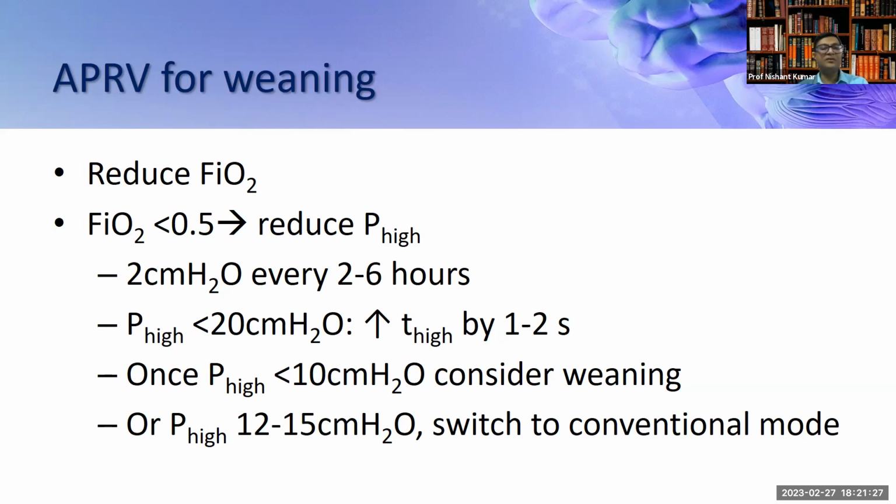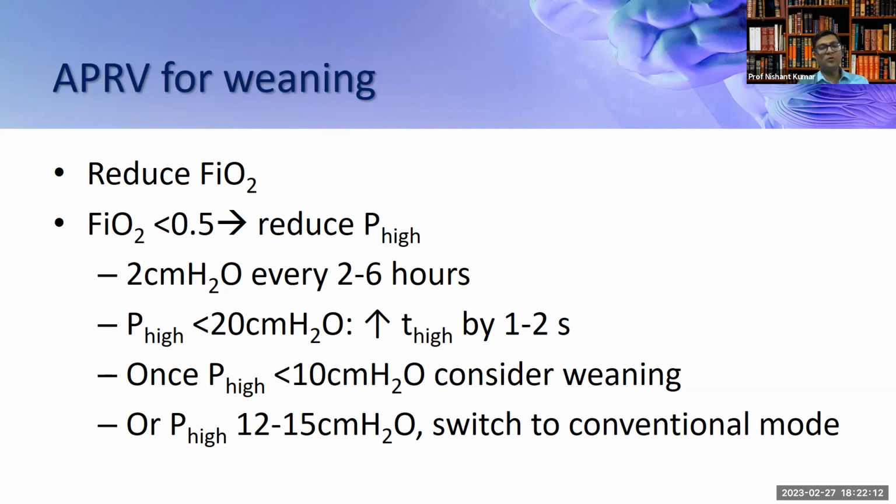So if the P high remains 12 to 15 centimeters of water, switch to conventional mode. That means once you have weaned from 20 to 15 centimeters of water, you can switch to pressure support for weaning and spontaneous breathing trials. So once P high is less than 20 centimeters of water, you start increasing T high. And once P high is less than 10 centimeters of water, you can extubate the patient. Or if the P high is in the range of 12 to 15 centimeters of water, you can switch to pressure support and then continue conventional weaning.